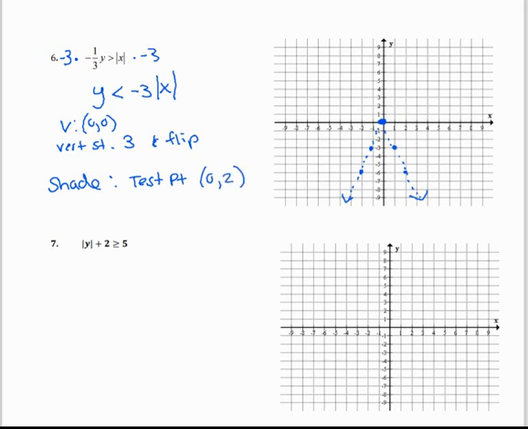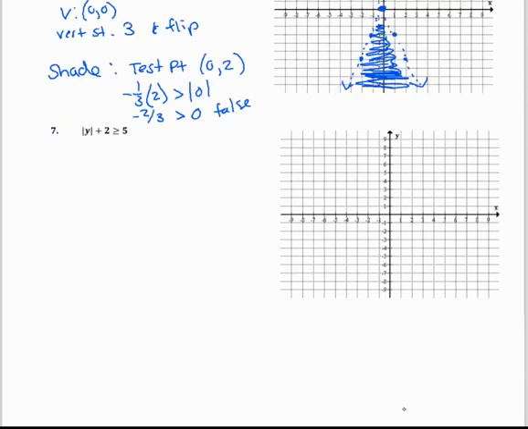And I'm going to plug that in. You can plug it into the very original, or you can plug it into once we have solved it. It's your choice. I'll just plug it into the original. So this would be saying, is negative 2/3 greater than 0? No, a negative is always smaller, so that's false. So my test point at 0, 2 is not part of the solution, which means I'm going to shade everything underneath the V. And again, that makes sense because it's saying all y function values less than, so we're underneath.